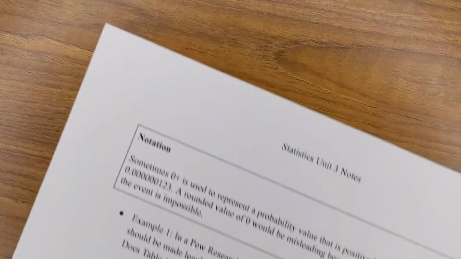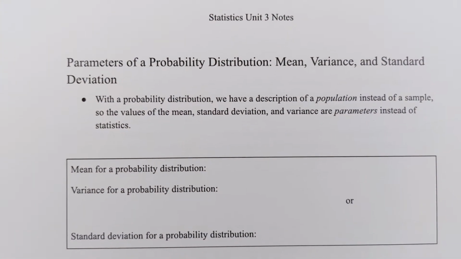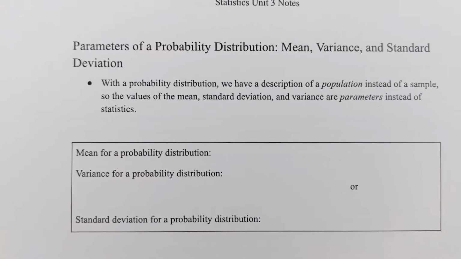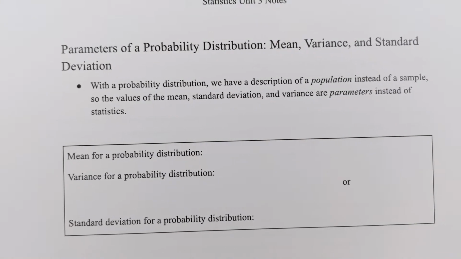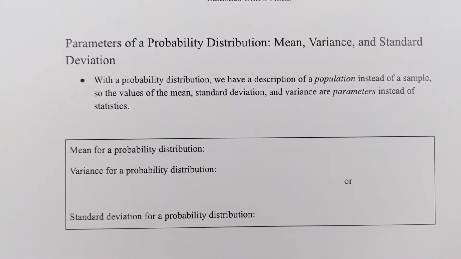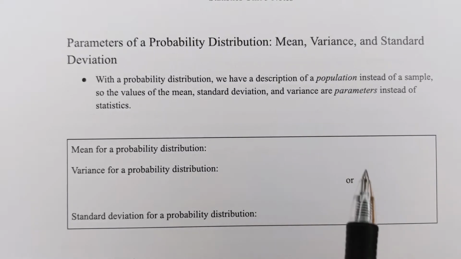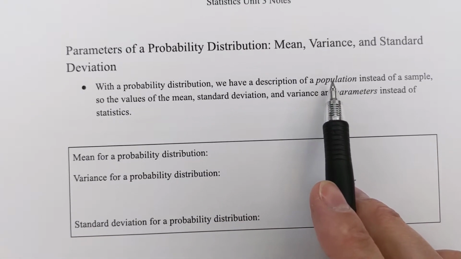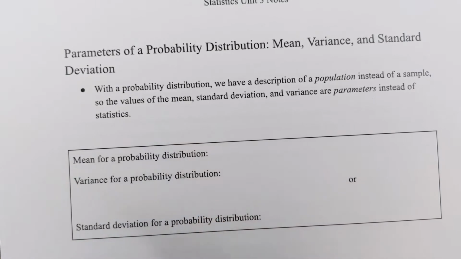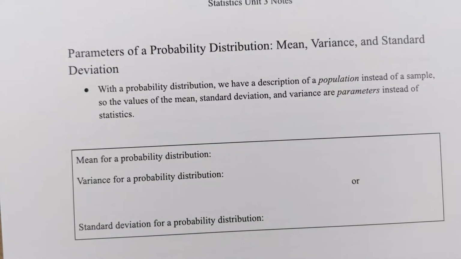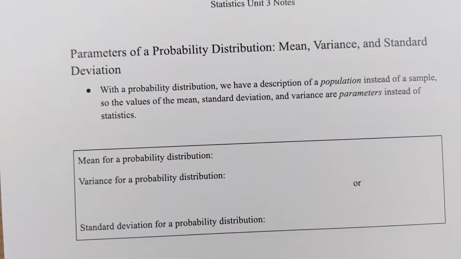So there you go. Whoops, lost my papers. Page 3. Parameters of a probability distribution. So, with a probability distribution, we have a distribution of population instead of a sample. So the values of, oh dear, did none of my equations print? Oh, they did not. So I'm gonna have to copy them down.